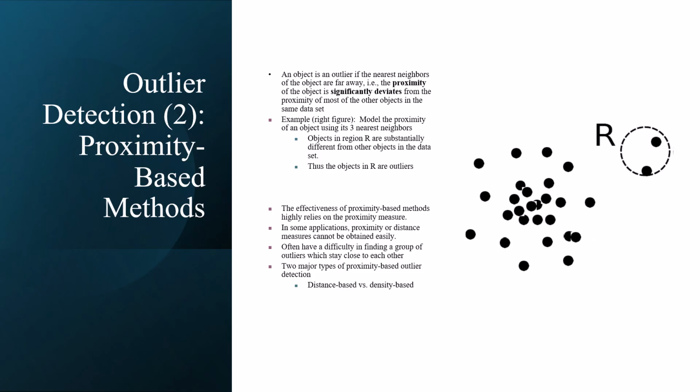Effectiveness of proximity-based methods relies heavily on the proximity measure used. In some applications, such measures cannot be easily obtained. Moreover, proximity-based methods often have difficulty in detecting a group of outliers if the outliers are close to one another. There are two major types of proximity-based outlier detection, namely distance-based and density-based outlier detection.